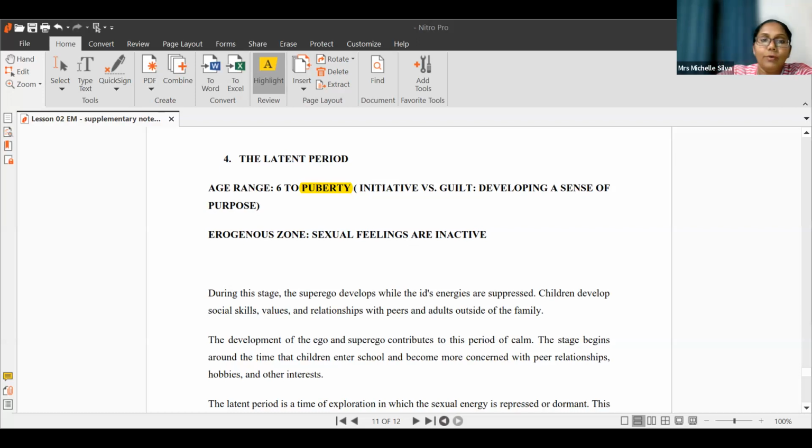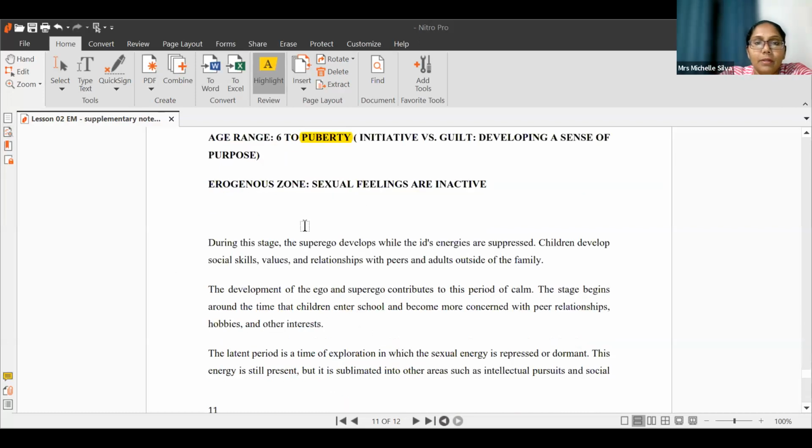So therefore, since their sexual feelings are inactive during this period, that's why I told you there is no tendency for heterosexual, there is no attraction for heterosexual partners.